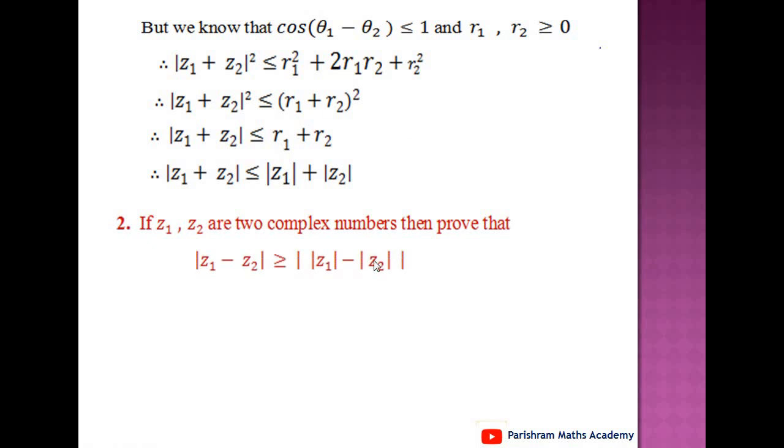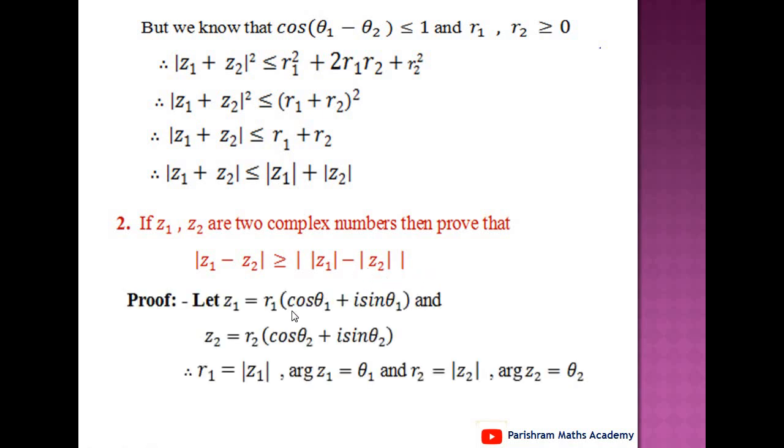Second, if z1 and z2 are two complex numbers, then prove that mod of z1 minus z2 is greater than or equal to mod of z1 minus mod of z2. Proof: we can take z1 and z2 as two complex numbers in polar form, that is z1 is r1 cos theta 1 plus i times sin theta 1, and z2 is r2 into cos theta 2 plus i times sin theta 2. Therefore here also r1 is the same as mod of z1, argument of z1 is theta 1, r2 is the same as mod of z2, and argument of z2 is nothing but theta 2.